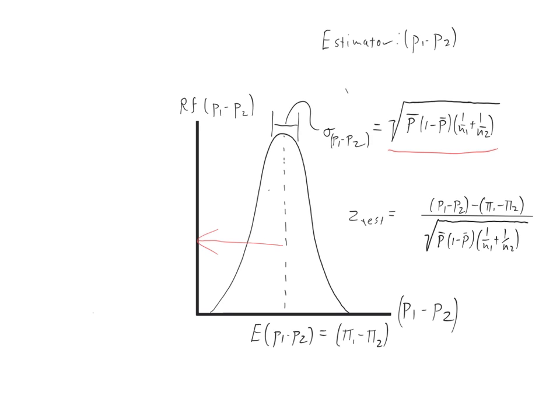of all of that. And P bar is our pooled estimate of the proportion, where P bar is equal to x1 plus x2, in other words, the total number of yes responses divided by N1 plus N2.